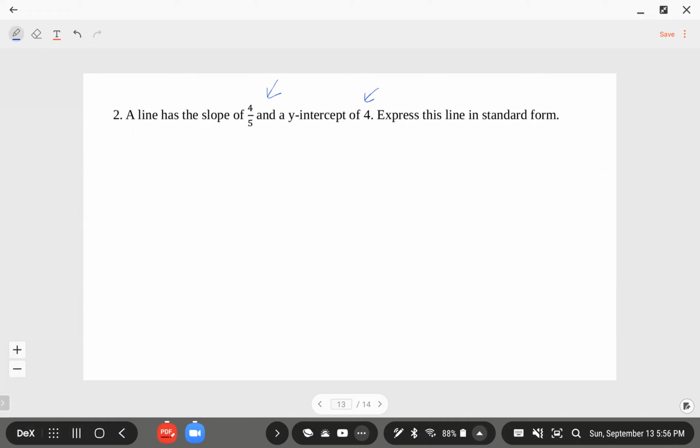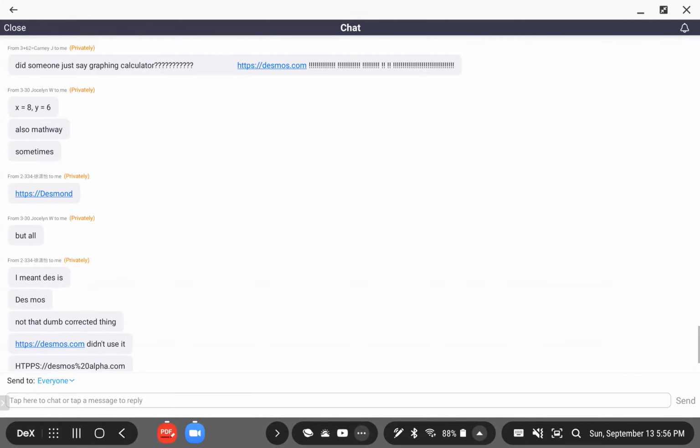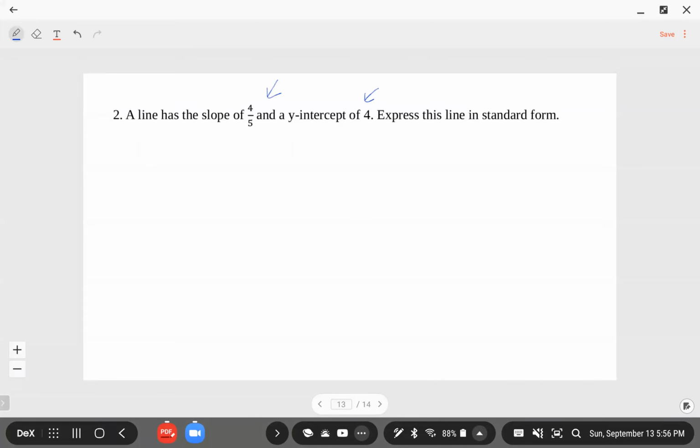We have a slope and a y-intercept. Okay, and then we can get our slope-intercept form. And then we can convert to standard form. So please try this problem, and put your answers in the chat box. Okay, I'll wait for your answer. Okay, so who has the first answer?